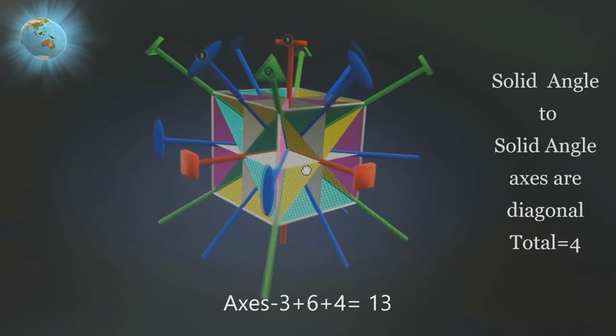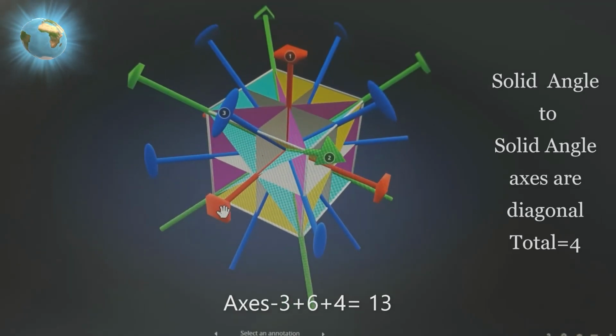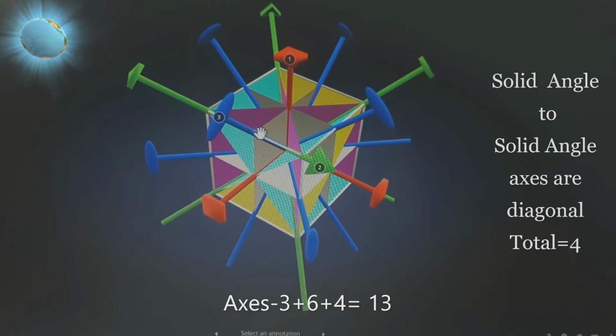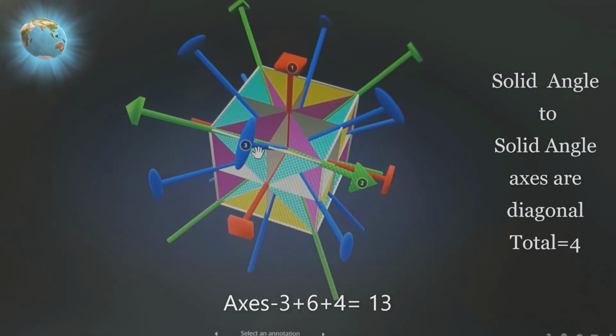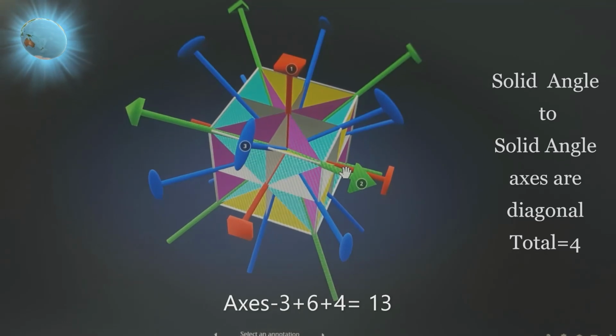So let's count how many axes are there total. You can see red colored, which are original axis, front to back, going from center of the face to center of face. 1, 2, 3. How many blue colored? 4, 5, 6, 7, 8, 9. How many green colored? Going from solid angle to solid angle? 10, 1, 2, 3, 4. How many total are there? 13.